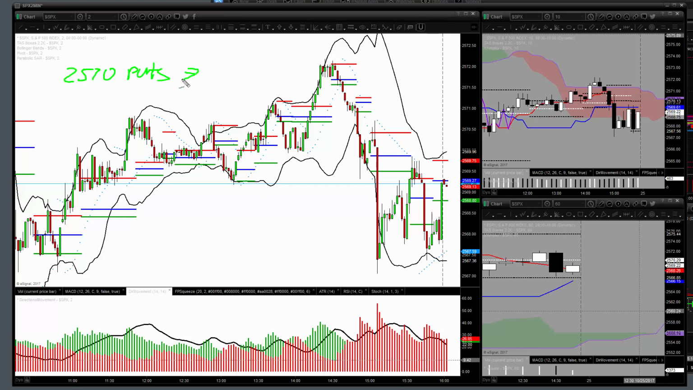How much did we pay for those? Guys, I don't have my brokerage account open, because it slows down this stuff. I can't remember. It was $390. The 2570 puts, $390.